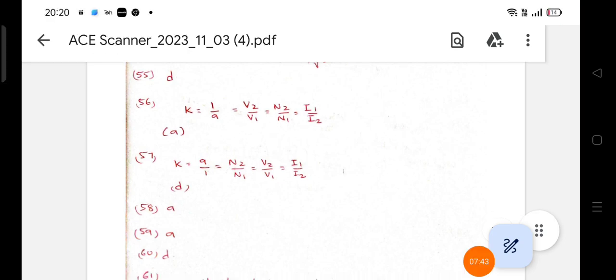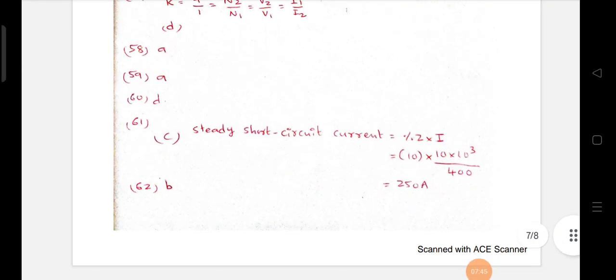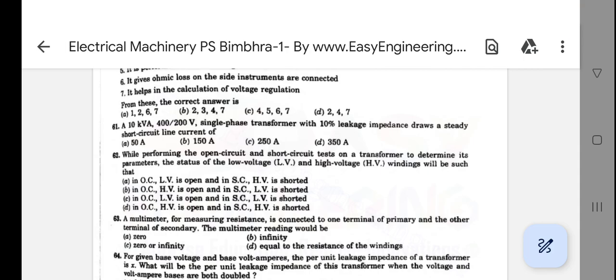Then the steady short circuit current formula: percentage impedance value is given as 10. Current I is equal to the given kVA rating, 10 kVA, that is 10 into 10 to the power 3, divided by HV voltage, 400 volts. If I simplify that equation, I will get current as 250 amperes. From the given options, the third option is correct.